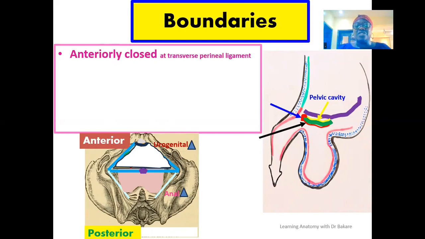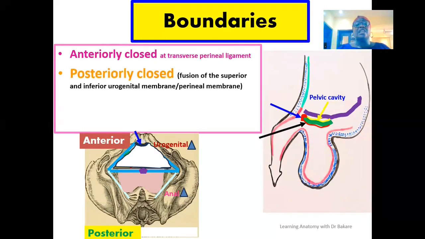So at this anterior part, apart from the union of the superior and the inferior fascia of the urogenital diaphragm, there's also further thickening around this space. And this is what is seen to be arrowed here in blue, and this is what is referred to as the transverse perineal ligament. So you see that anteriorly it is closed.